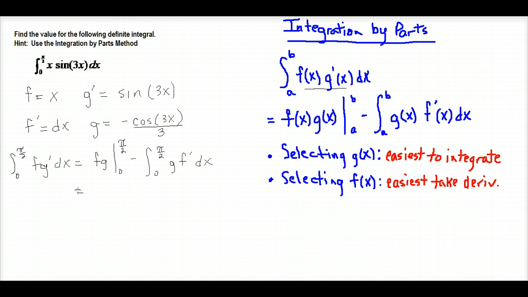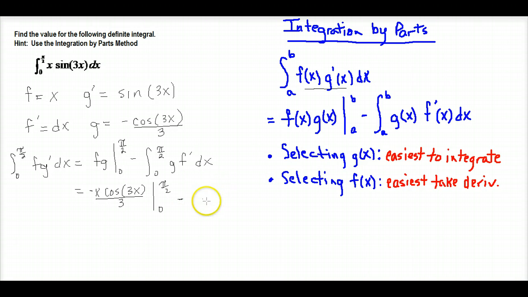And so here we're just going to fill in whatever f is, whatever g is, and whatever f prime is. So we know f here is just represented by x. G will be represented by minus cosine 3x over 3. So to incorporate that, we'll put a negative sign there. Cosine of 3x divided by 3, like that. And we'll evaluate that from 0 to pi over 2.